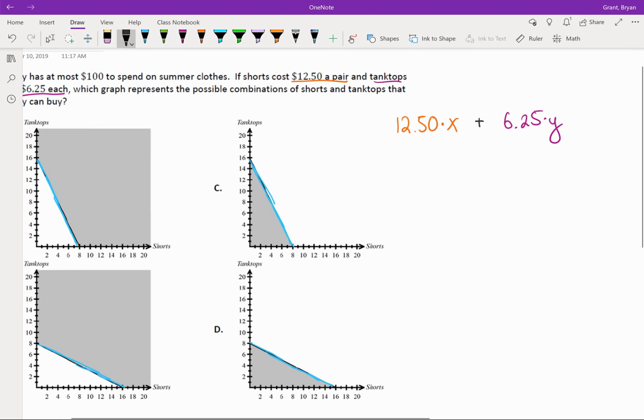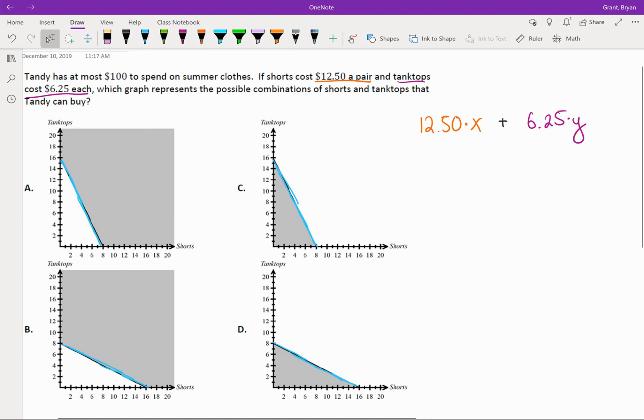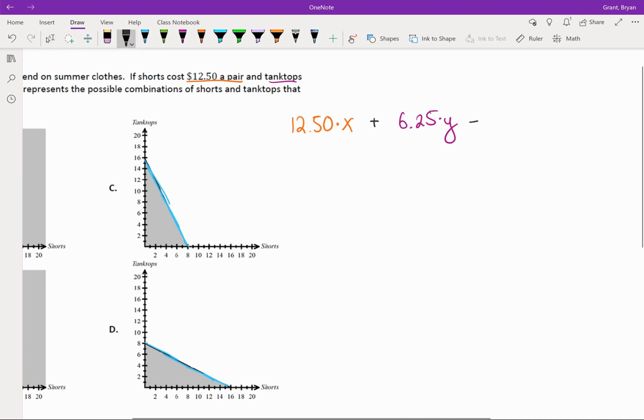And we know, based on Tandy's allowance for summer clothing, that when we add these together, they could add up to 100. Or if she has at most 100, she could be satisfied after 1 pair of shorts and 1 tank top. So that means that although she could spend money equal to 100, Tandy could also spend less than that. This is the equation that should be graphed on either A, B, C, or D.